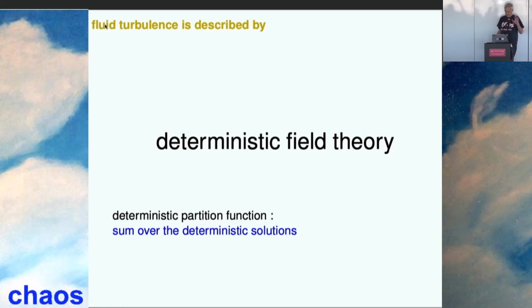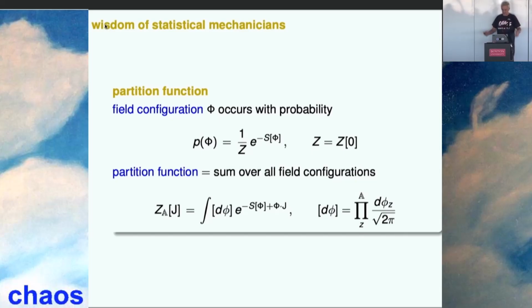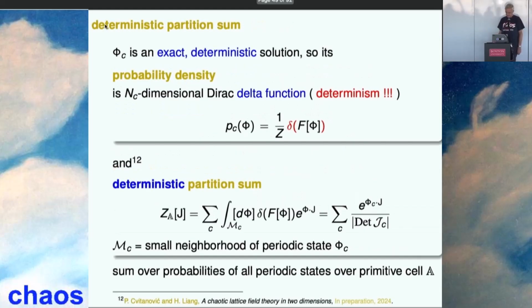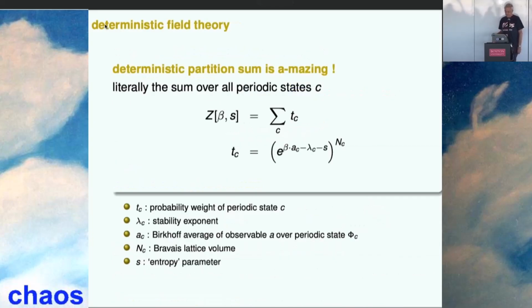Here we are. We know how to determine the importance of a single state in this deterministic space of all solutions. Now, deterministic field theory says put them all together. As we put them all together, we get a sum directly. And this sum is amazing. So this is the deterministic partition sum. I simply take all of my solutions. Each one of them has a weight, which is stability. There is something that has to do with entropy right there. And then there is something that has to do with the observable I want to compute.